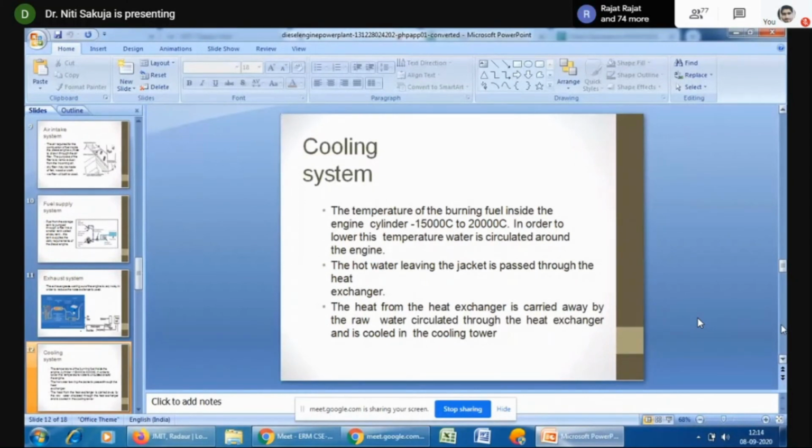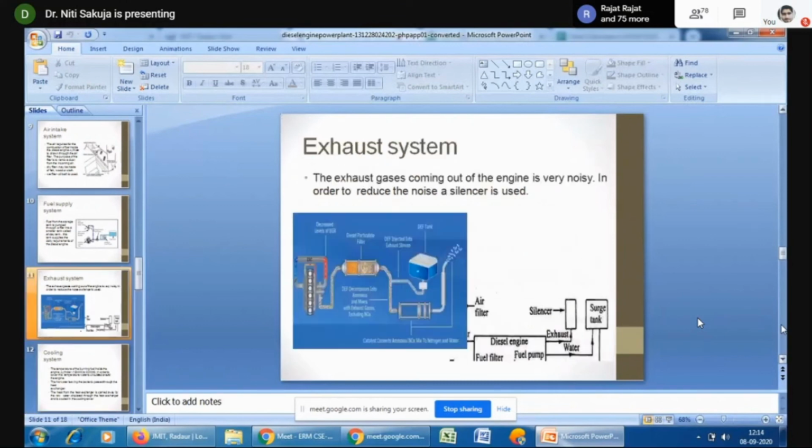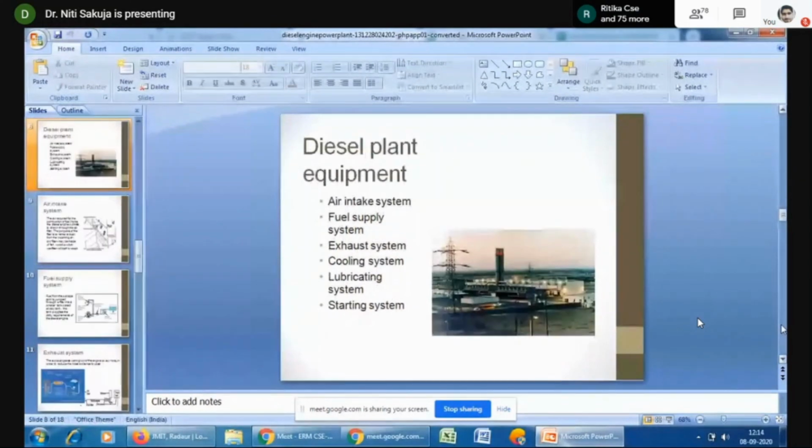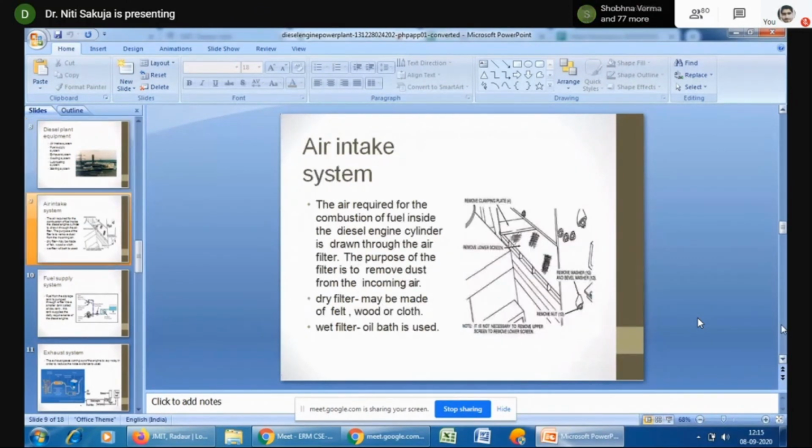What are the components we are using in this diesel engine? I'll tell you once again: in the diesel power plant, we are using the air intake system, the fuel supply system, the exhaust system, and the cooling system. Then comes the lubricant, because the machine is there, so there is a lubricating system, and then comes the starting system.